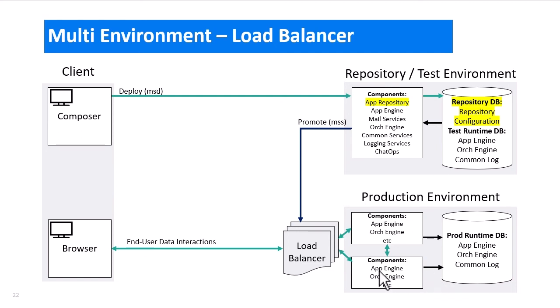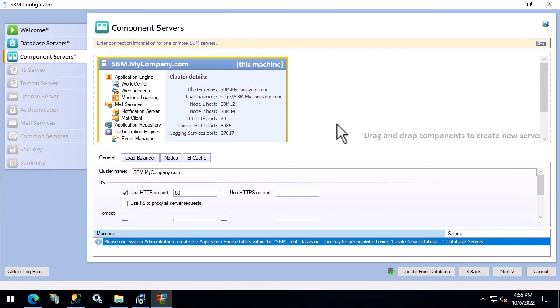So for this example, let's try switching it up to look more like this diagram. We already have the load balancer portion set up. All we need to do is move the repository to show like this diagram where the repository is on a separate server. So let's do that. Right now in Configurator, we already have the load balancer portion set up for our production system, and we have our two nodes defined. But what we need to do is tell SBM that the repository is going to be hosted on our test server. So what we're going to do is grab the repository component, pull it over to the side.